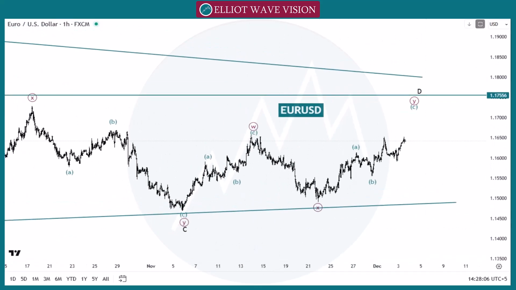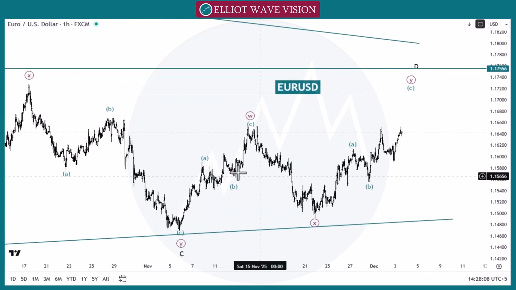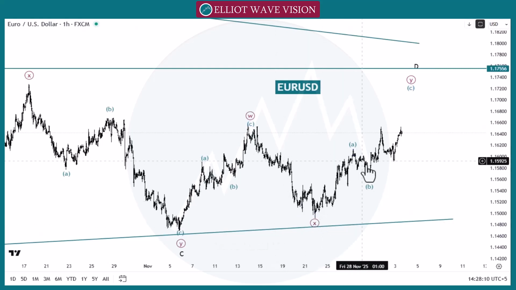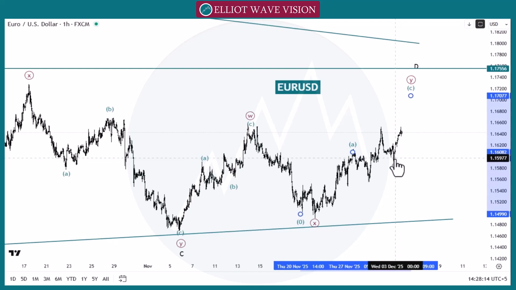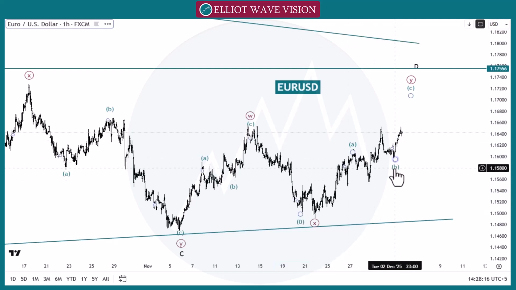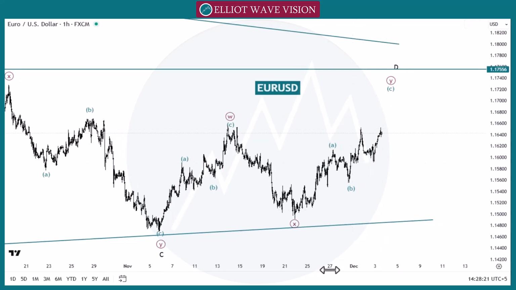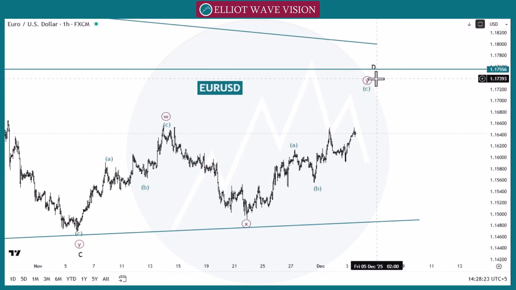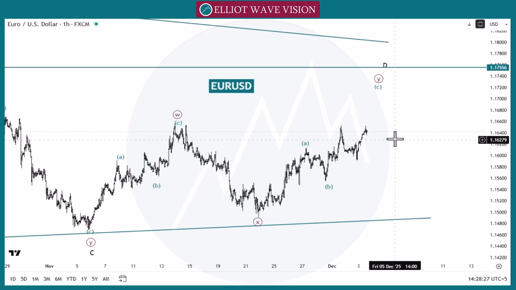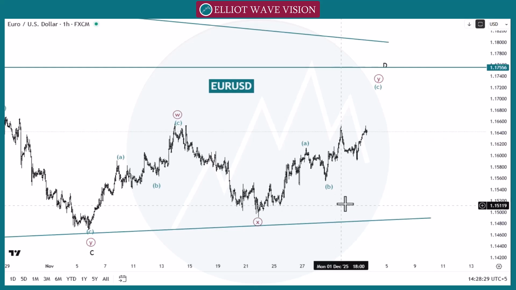Then now we are looking for this move as a WXAB. We can count this A, B and C. At this point also we can count. Now we are looking for this move to complete. If we want to join this move, then we need to wait for this 165.